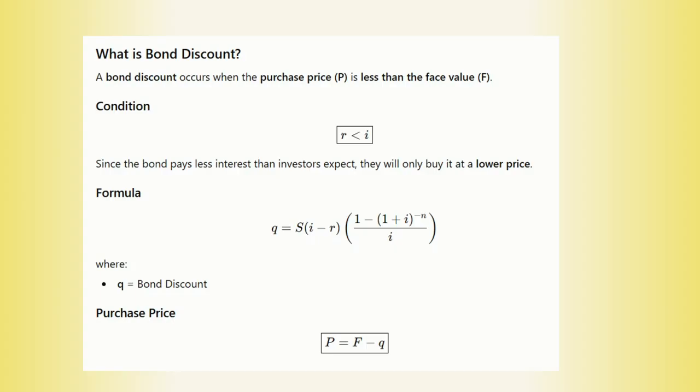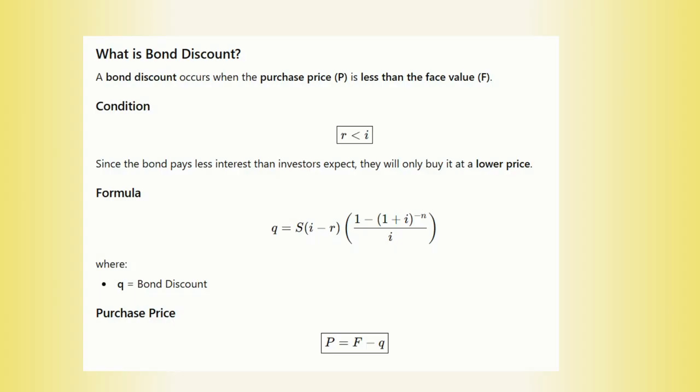Now, we have the formula. Q is equal to S times (I minus R) times (1 minus (1 plus I) to the power of negative N) over I, where Q is the bond discount. After we get the bond discount, we can now get the purchase price by the formula P is equal to F minus Q.